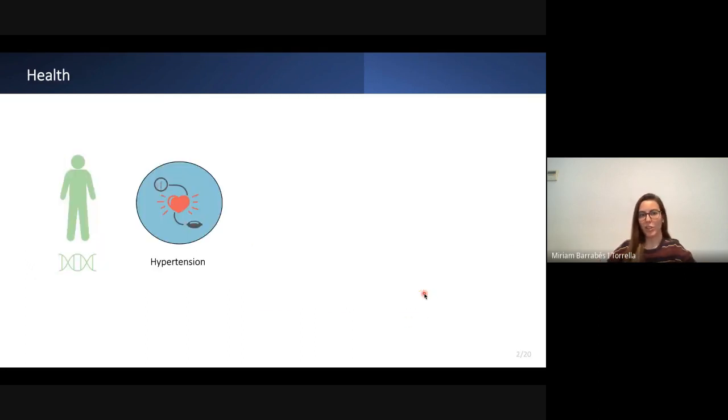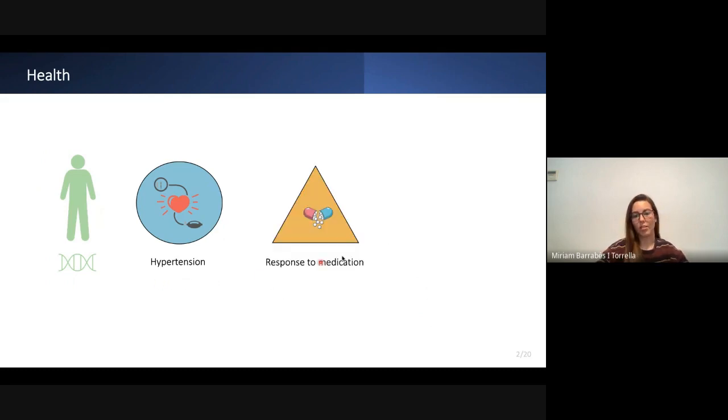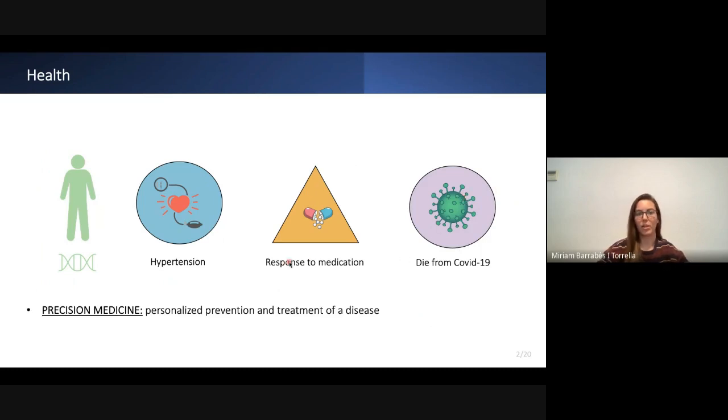So the genome is very related to our health. For instance, it codifies our risk to have a certain disease, for example, hypertension, also our response to medication, and even the risk we have of dying from COVID-19. So genomic studies applied to health have application in precision medicine, which is kind of the future medicine and consists in providing a personalized prevention and treatment of a disease based on the characteristics of an individual, including the individual genome.